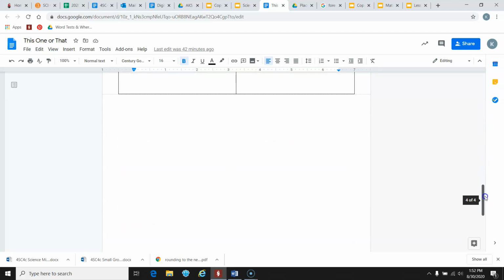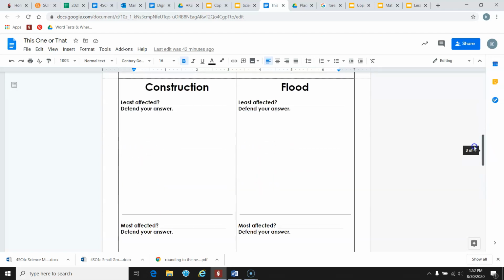Now you're going to have another page down here which has two more possibilities. We have construction and we have a flood. So again, which ecosystem would be least affected and most affected by construction and by a flood?